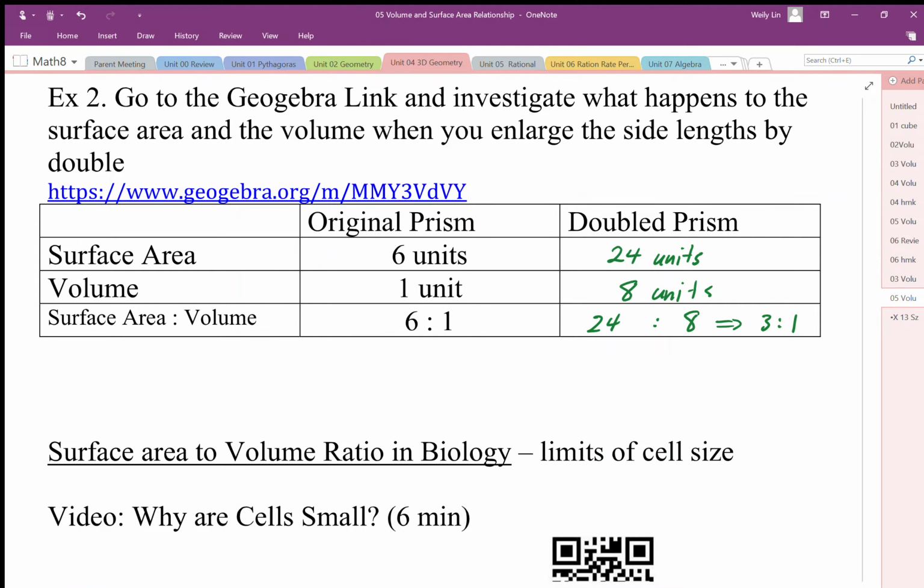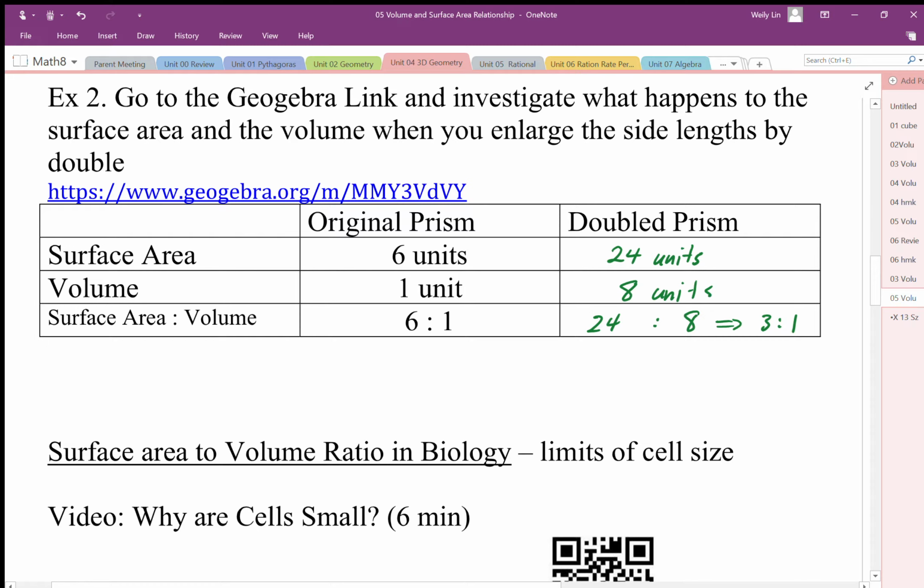So when we fill out the chart then of the doubling prism, we start with our original prism, which we were going to call 6 units, and it doubles, so we're going to have 4 times the area, surface area. When we double the length and width and height, we go from 1 unit of volume to 8 units of volume. So our surface area to volume ratio goes from a 6:1 ratio of surface area to volume to 24:8, or reduced is going to be 3:1.